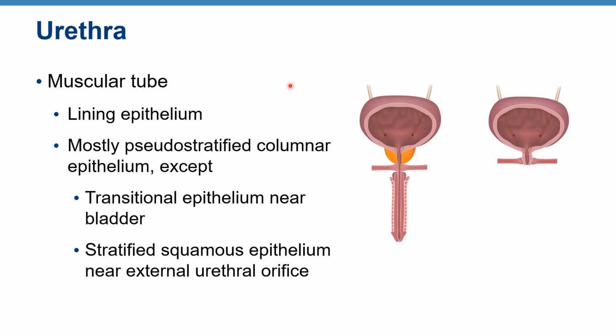So urethra is a muscular tube. Lining epithelium is mostly pseudostratified columnar, with the exception of transitional near the bladder and stratified squamous next to the external orifice. On this diagram you see male urethra and female urethra, and this gland inferior to urinary bladder is prostate gland in male.